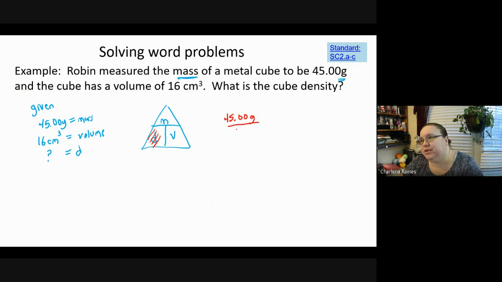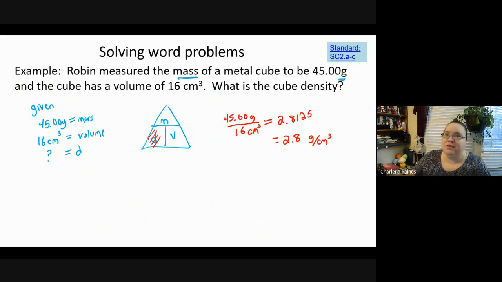45.00 grams over 16 centimeters cubed. Again, general rule of thumb, keep the same number of numbers you started with. 45 divided by 16. Handy dandy calculator gives me 2.8125. I'm just going to keep 2 numbers, 2.8. And since none of my units cancel, my remaining unit is grams per centimeter cubed. My given, equation, and solve approach to handling word problems.